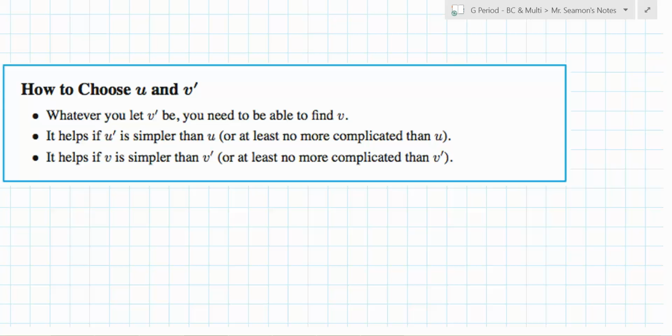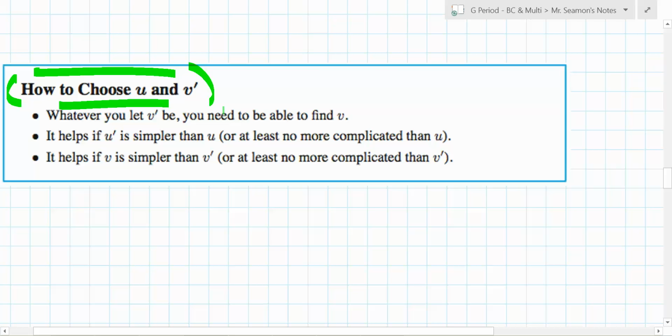Everything in parts comes down to this blue box, or really this one line at the top, which is how do you choose u and v prime? How do you choose them? And he gives you three things. Whenever you let v prime be, you need to be able to find v. So if you choose v prime to be something, you better be able to easily integrate it. If you get stuck at that point, choose something else. It helps if u prime is simpler than u. Well, it helps. Then again, is the word simpler subjective? Sometimes you don't know if it's simpler or not. Sometimes you blow it up to make it doable. It helps if v is simpler than v prime. So it helps if you have normal-ish behaviors, but they aren't absolute.